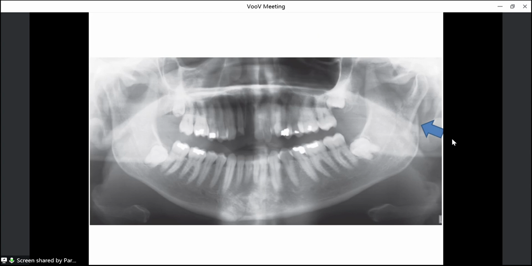So the OPG of a patient is shown in this figure. What is the significant finding in this case, other than the impacted tooth? We are talking about the fractured bone. Is there any abnormality in the bone, or is it fine?